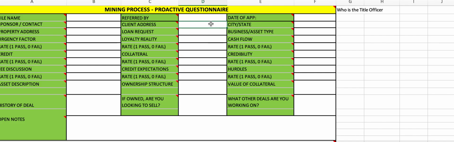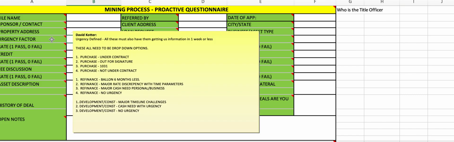If they're already in the database, you'll put SD, so you see database, SD if they're in the database here. You'll put the property address here, the physical location of the asset that we're financing. If it's a business acquisition, just their primary location. Here you'll put the loan request. So again, the loan amount that they're requesting. What type of asset it is, apartment, office, retail, owner-occupied, etc.